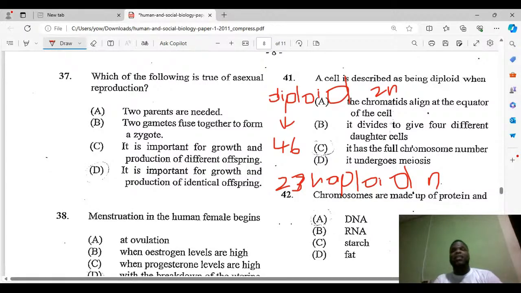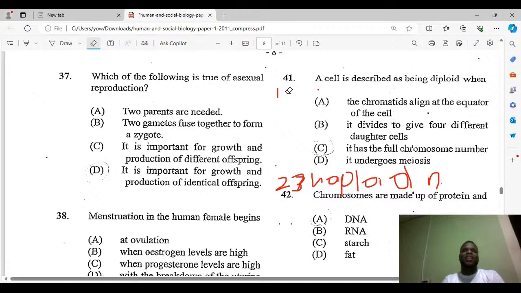Do we understand that? All the people are saying B. Do you get that? Brilliant. So please don't mix up those things, guys. Diploid means full set of chromosomes, which is 46. So therefore the answer will definitely be C.